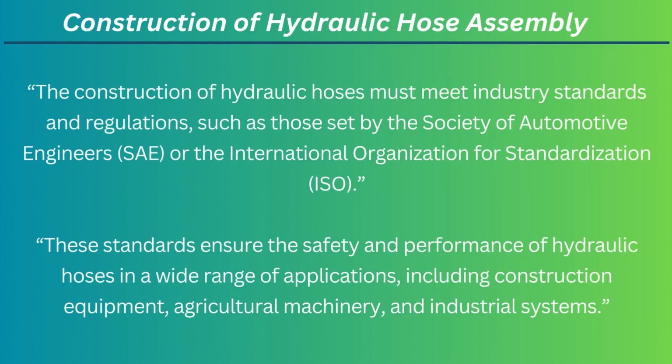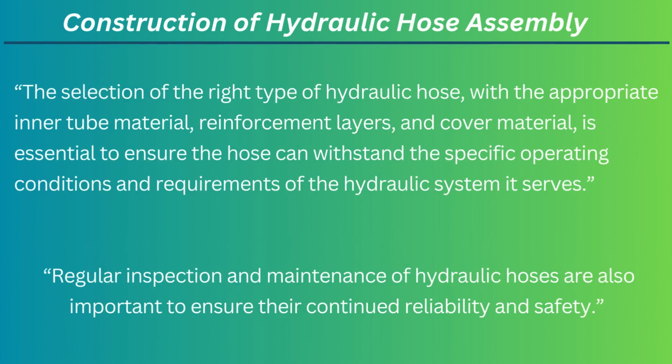The construction of hydraulic hoses must meet industry standards and regulations, such as those set by the Society of Automotive Engineers, SAE, or the International Organization for Standardization, ISO. These standards ensure the safety and performance of hydraulic hoses in a wide range of applications, including construction equipment, agricultural machinery, and industrial systems. The selection of the right type of hydraulic hose, with the appropriate inner tube material, reinforcement layers, and cover material, is essential to ensure the hose can withstand the specific operating conditions and requirements of the hydraulic system it serves. Regular inspection and maintenance of hydraulic hoses are also important to ensure their continued reliability and safety.